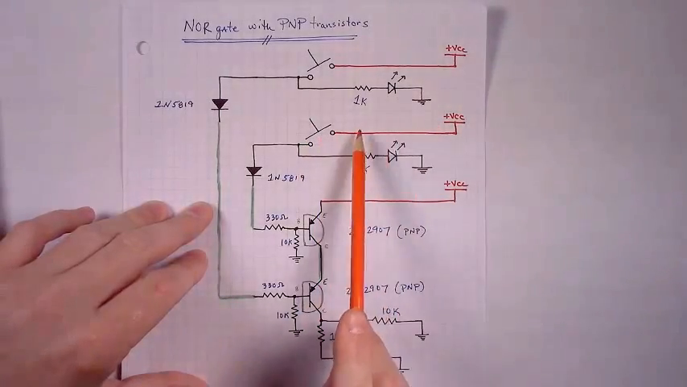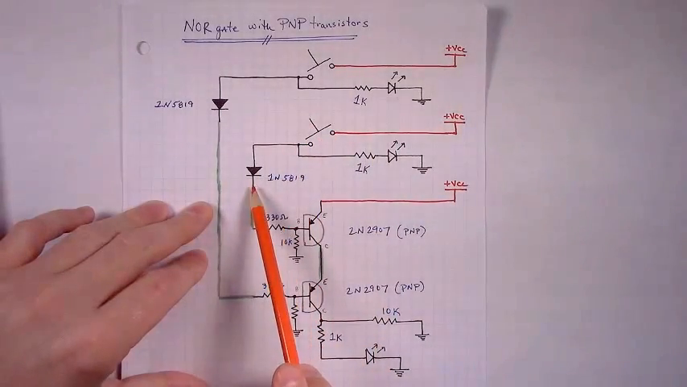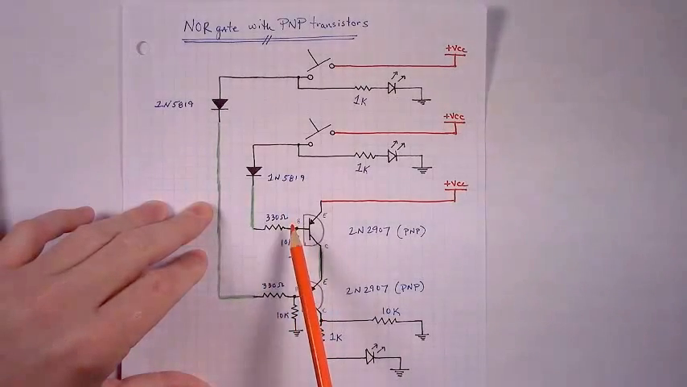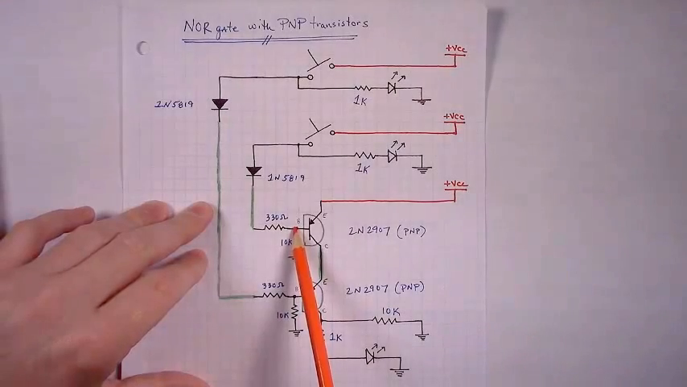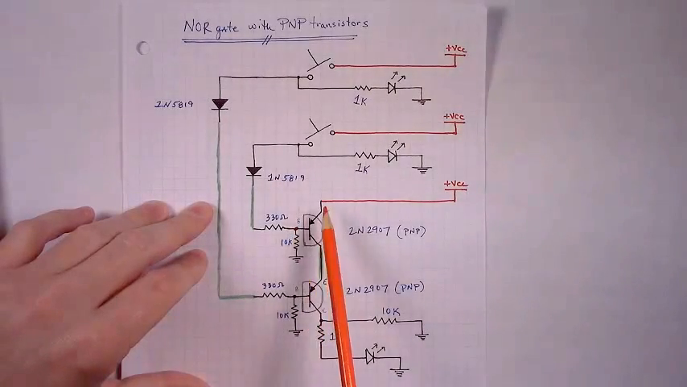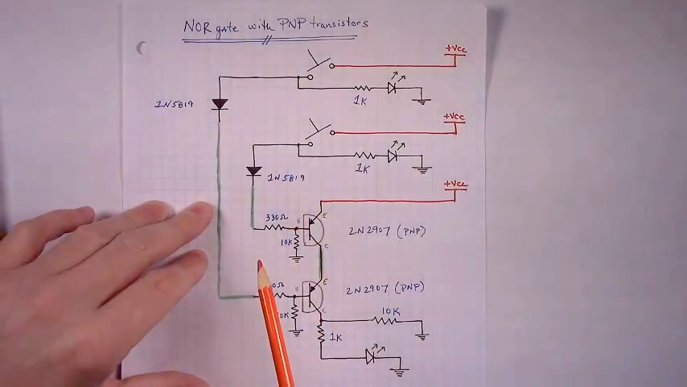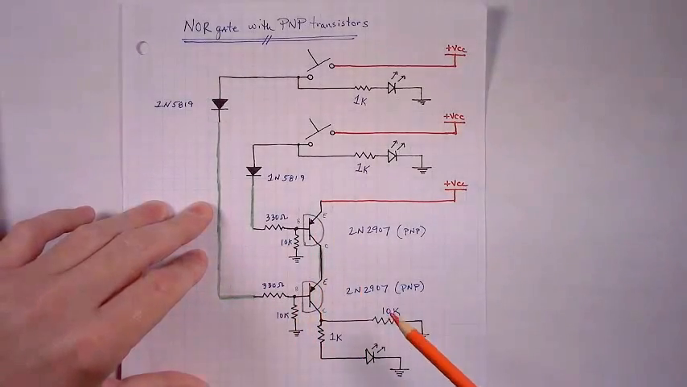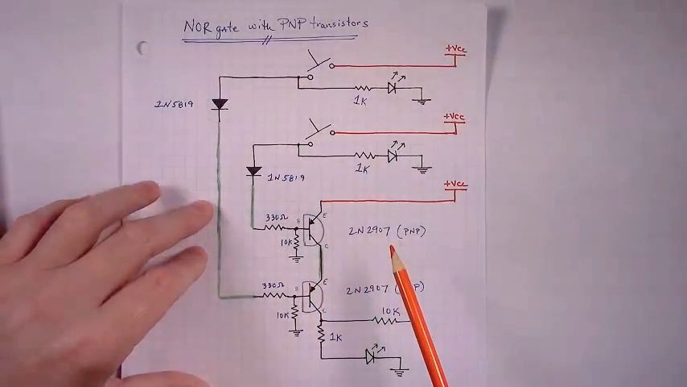You can take your meter and just check how much voltage do I have right here, and then how much voltage do I have right here. And as long as this voltage is greater than 0.6, 0.7 volts less than whatever's at VCC, the PNP will turn off, effectively allowing you to make a NOR gate out of PNP transistors.